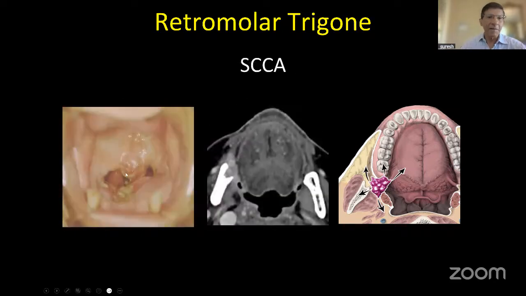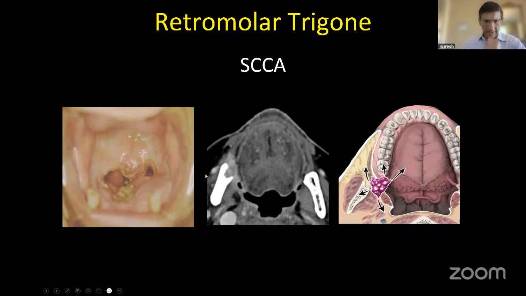So here's an example of a squamous cell carcinoma involving the retromolar trigone. Now, in my experience, and I can say this because I'm old, most understaged tumor involving the oral cavity that I've seen are retromolar trigone carcinomas. And that is because they're tucked away behind the molar. So when you look in someone's mouth, the surgeons can see the outside of the tumor, the medial portion, but they cannot identify this posterior or the lateral spread.